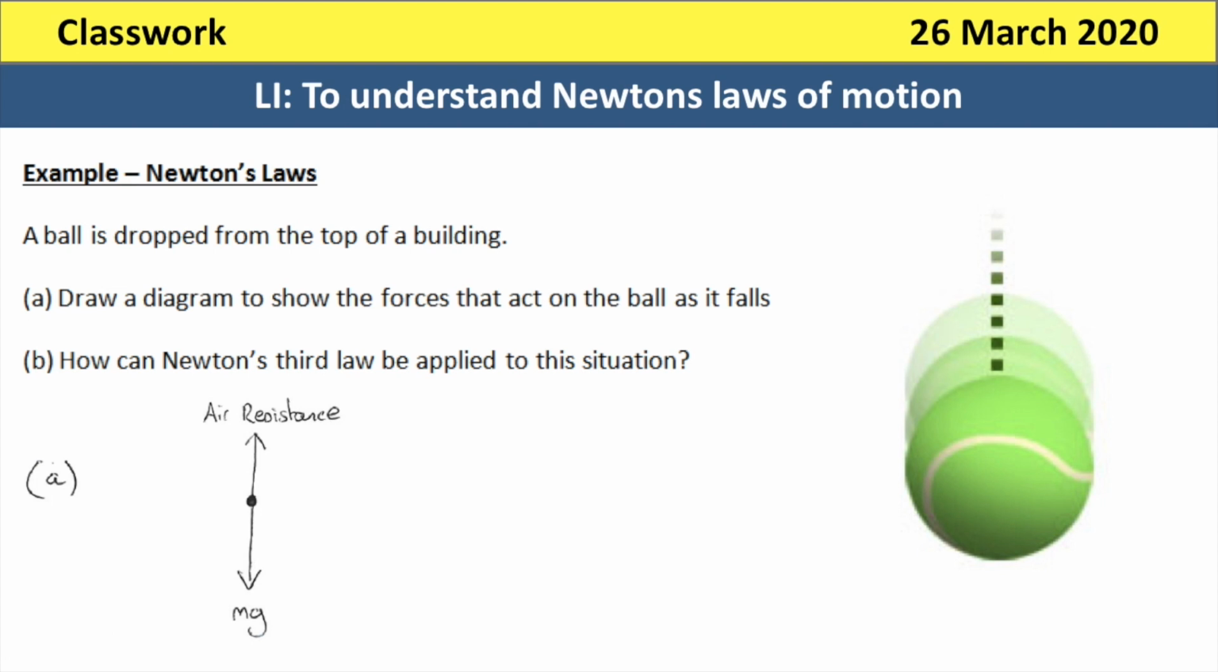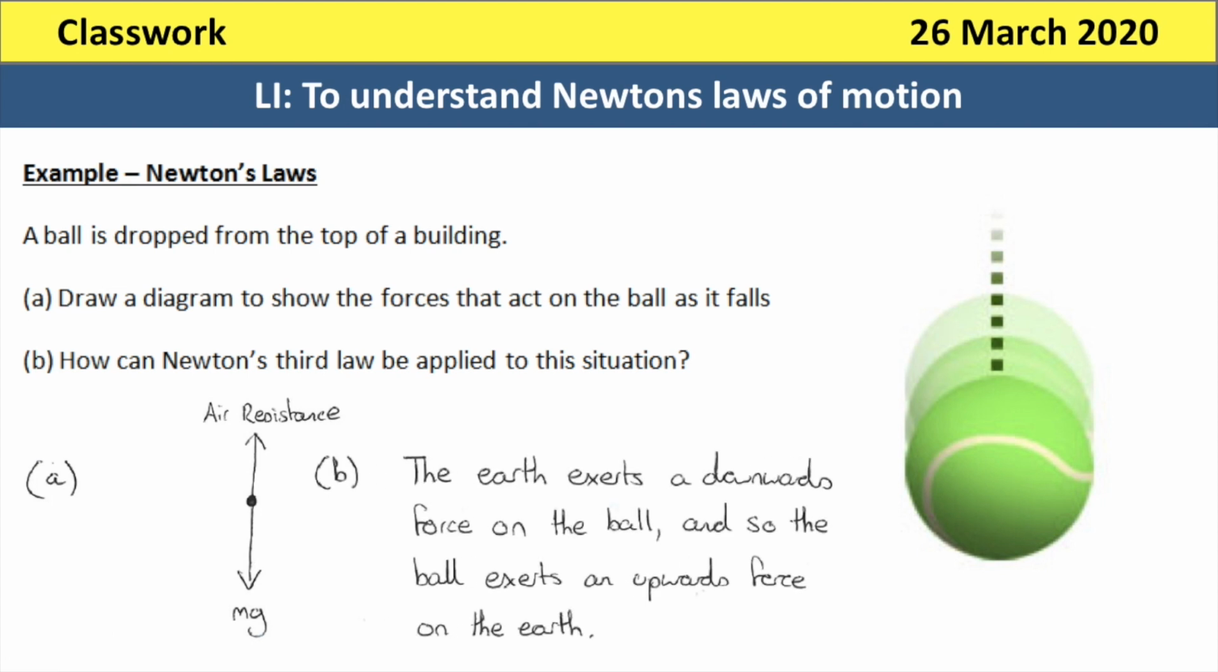Now, part B says, how can Newton's third law be applied to this situation? Well, it's not to do with the weight and the air resistance. It's to do with what is causing the weight on the ball. The Earth, because it is so large and has its own gravitational field, is exerting a force onto the ball. So the Earth exerts a downwards force on the ball, so the ball exerts an upwards force on the Earth. Believe it or not, as that very small ball is falling towards the Earth, it is pulling the Earth towards it. But because the Earth is so large, the motion of the Earth isn't noticed, but the motion of the ball is what we observe, because the ball is so much smaller than the Earth.